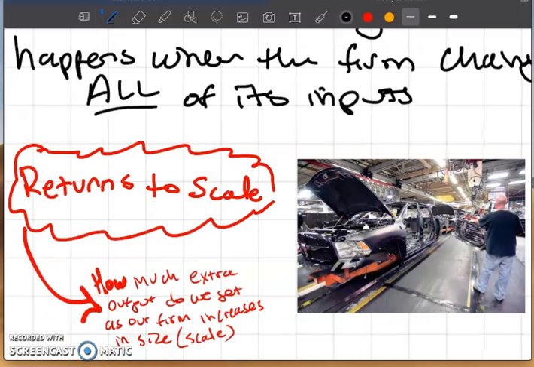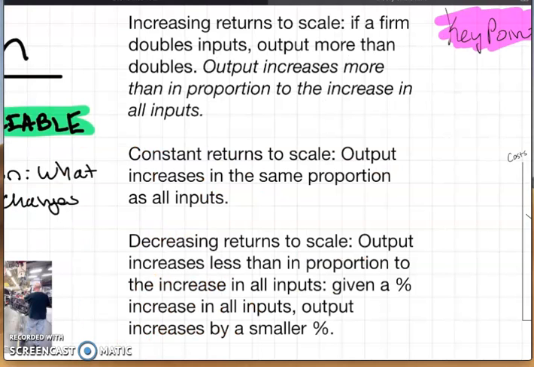So our focus in the long run is going to be this phrase, returns to scale. How much extra output do we get as our firm increases its size? And by increasing its size, we mean it's buying up new factories, new land. It's spreading out and becoming larger as a business. This is something that was only made possible in the long run. With regards to our long-run costs, we will refer to three key events in the long run, which we'll define out now. Those are our increasing returns to scale, constant returns to scale, and decreasing returns to scale.